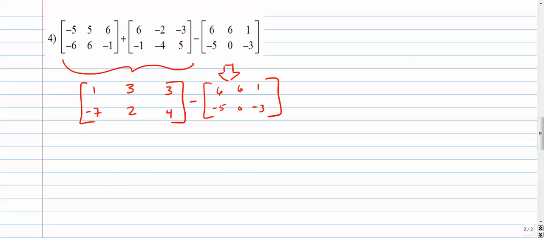Now we're going to subtract these. Again, they're both the same size, so we can subtract them quite easily. Corresponding right here, we're going to take 1 minus 6. 1 minus 6 is negative 5. 3 minus 6 is negative 3. 3 minus 1 is 2. Negative 7 minus negative 5 is negative 2. 2 minus 0 is 2. 4 minus negative 3 is 7.